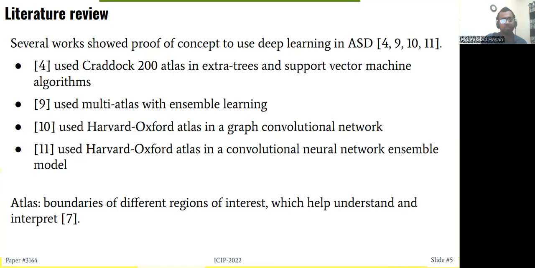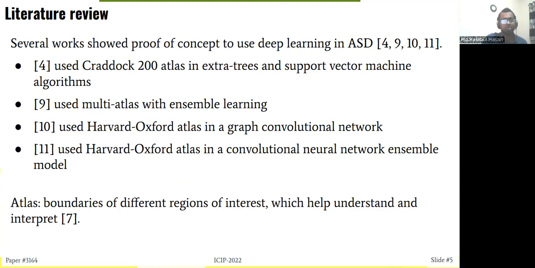So several works have proved the concept of using deep learning in ASD. For example, reference 4 used the CC200 atlas with extra trees and support vector machine algorithms. Now, what is an atlas? An atlas is basically boundaries of different regions of interest in our brain, which helps us to understand and interpret. Reference 9 used a multi-atlas, that means they used multiple atlases with ensemble learning. References 10 and 11 used the Harvard Oxford atlas, whereas 10 used a graph convolutional network and 11 used a convolutional neural network ensemble model. So we can see that different researchers used a range of atlases and also a range of deep learning models.